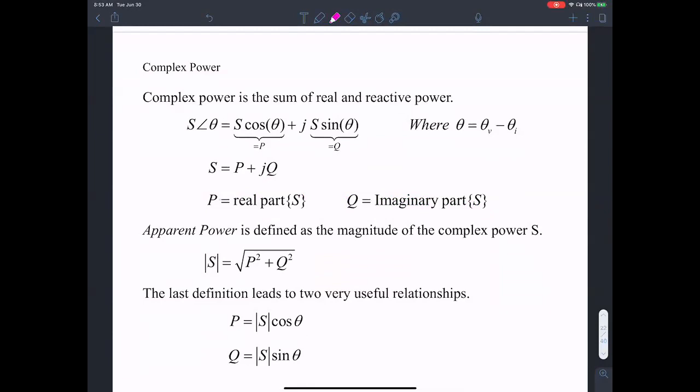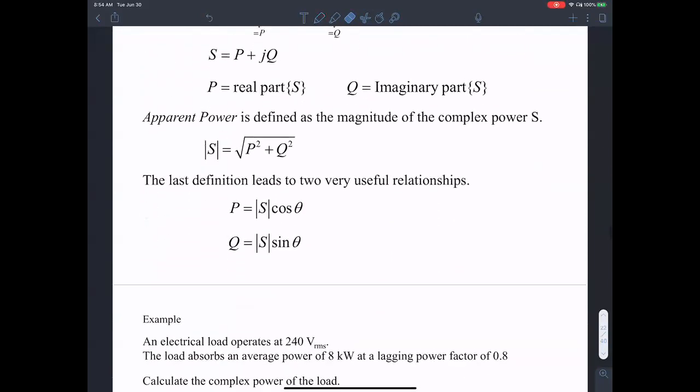Now the last definition leads to two very useful relations, where P is the real part. The real part can be calculated from the angle here. If you know the power factor angle, theta V minus theta I, you can calculate the real power. You can also calculate the imaginary part of the power, and then you can add the two to give us the complex power. Very simple idea.